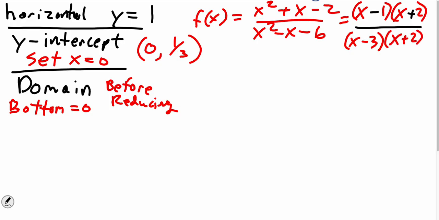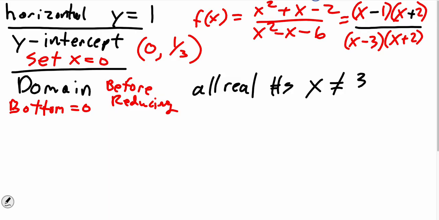Okay, now the domain happens before we reduce. Can I reduce this? I can. The x plus 2's would cancel. But for domain, we look at the bottom. When would the bottom be 0? And that's our answer for the domain. All real numbers, except what can't x equal? 3 or negative 2. So before we reduce.